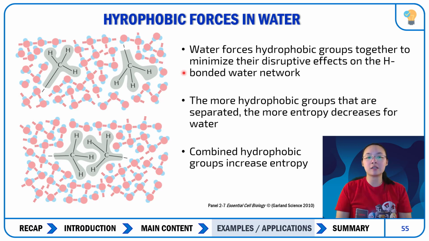So in order to fix this, they actually do tend toward a state of higher entropy by grouping all of the hydrophobic molecules together. So the more hydrophobic groups you add, the more your water is going to force those hydrophobic groups together and minimize their disruptive effects on the hydrogen bonded water network. And together, these efforts actually increase entropy and can therefore prove that all systems tend towards a state of higher entropy.